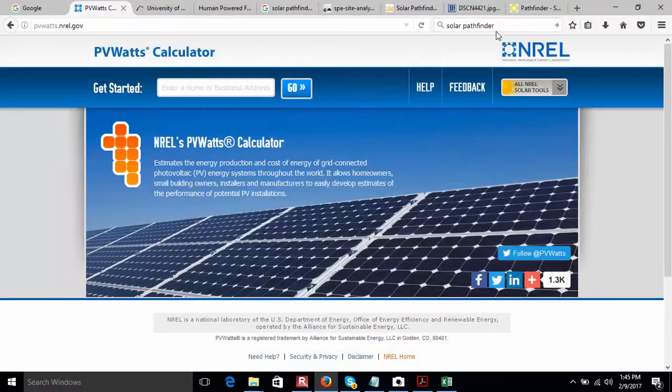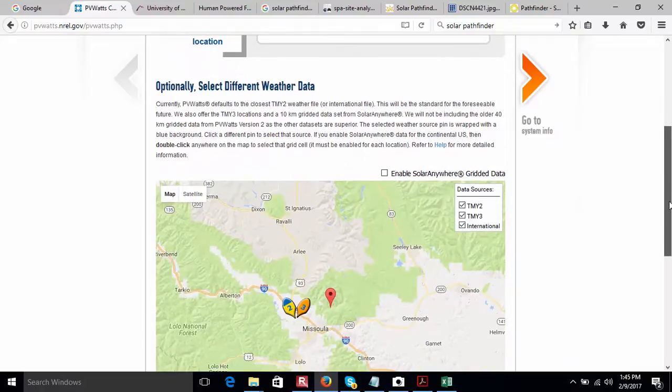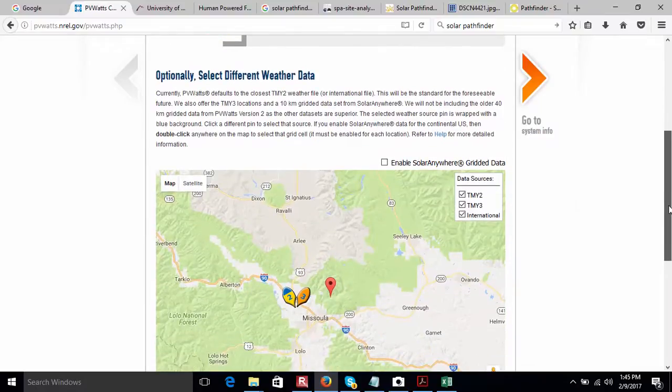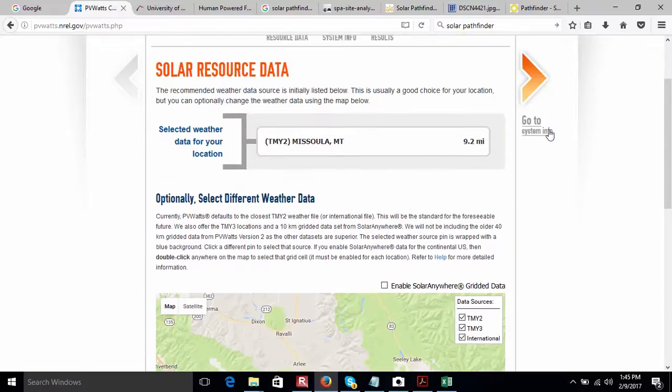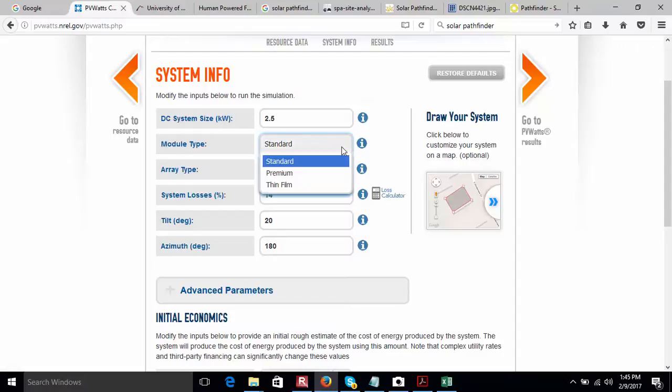All right, so here we are with the PV watts calculator, and let's just go ahead and dive through here. So get started. I think it just wants our zip code, 59802. Missoula, that works, okay. So it's got us pinned in there. Let's go to our system info. Let's just do a 2.5 kilowatt system. You can have different module types: standard, premium, thin film. We'll stick with standard for now.